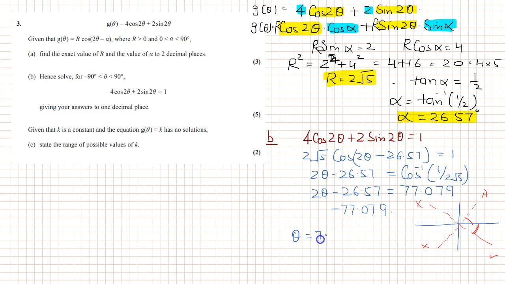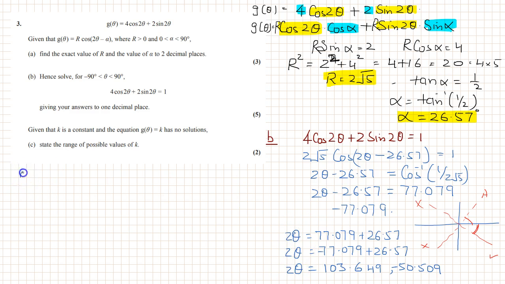So theta will be 77.079 plus 26.57, and theta will be minus 77.079 plus 26.57. So this is negative. Now this is 2 theta, this is not theta. So theta will be up to 1 decimal place only.